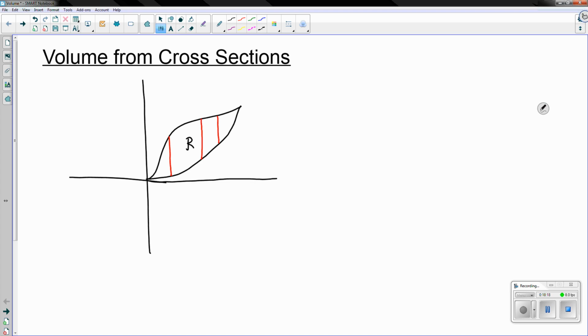So first, let's cover how we find the length of the slice. Imagine our top function is f and our bottom function is g. The length of that slice, if it's made perpendicular to the x-axis, is going to be the top function minus the bottom function.